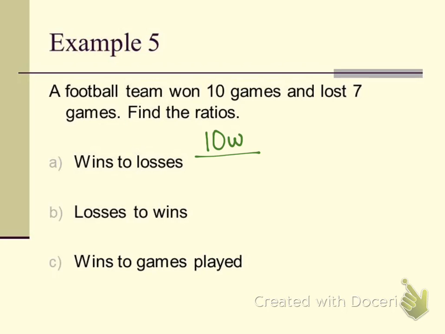And then I want the losses. What are my losses? 7. Good. That is the ratio of wins to losses. Double check to see if you can reduce. If you can't, just leave it. Part B, losses to wins. So now I want losses first. What's my losses? So now I want the 7 to be first, and then the 10.